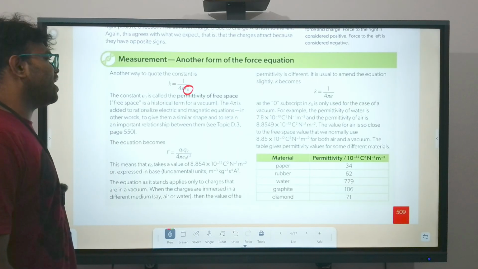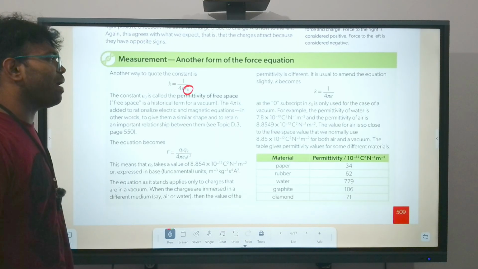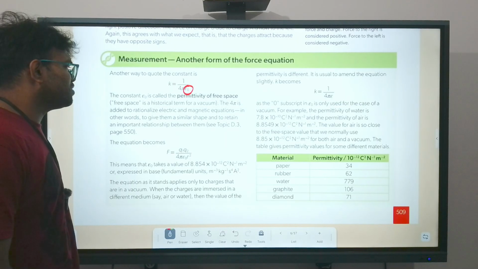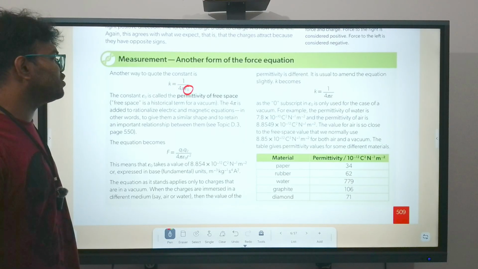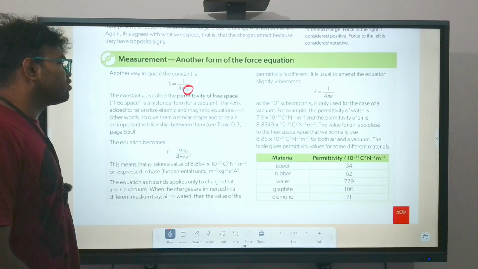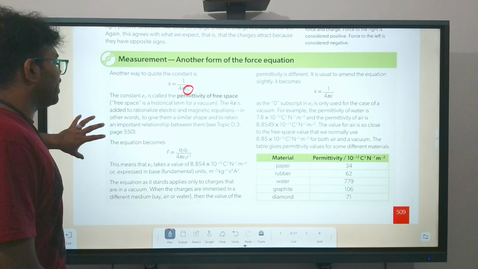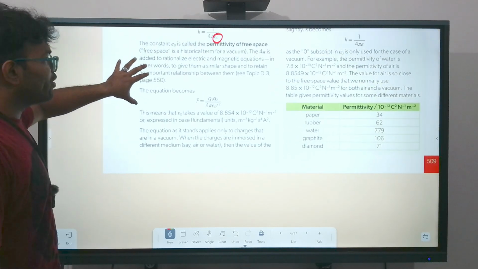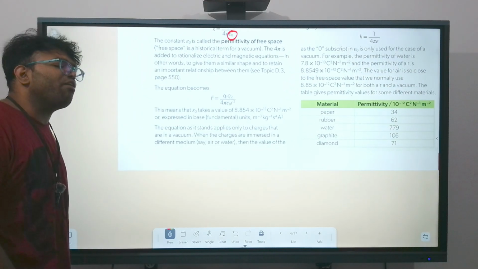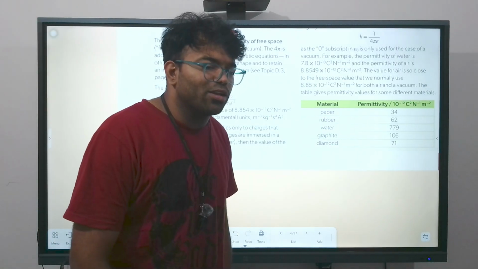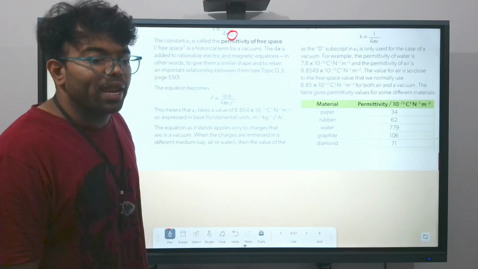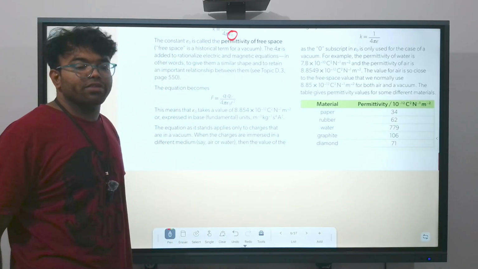The 4 pi is added to rationalize the electric and magnetic equations. In other words, to give them a similar shape and to retain an important relationship between them. See topic D3, page 550. We will do that later. Now the equation becomes F is equal to Q1 Q2 upon 4 pi epsilon naught r square, if you apply the full value of k.